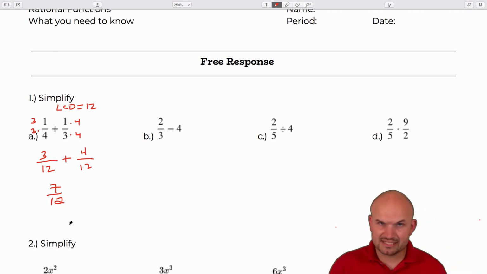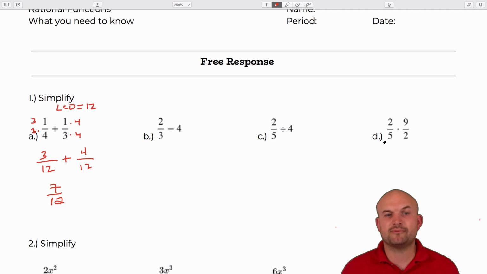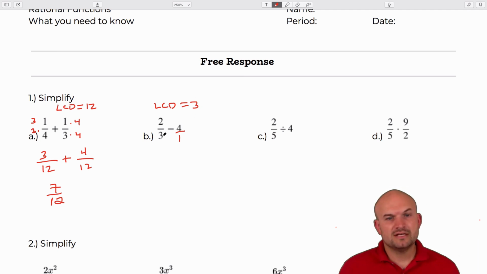Now the next one sometimes gets a lot of people tripped up because we see fractions and then we have an integer. So just remember when you're applying fraction operations, we can always write an integer as a fraction by just putting it over 1. So now we have 2/3 minus 4 over 1. We could say our LCD in this case is the product, but it's also just going to be 3 because 3 and 1 both divide into 3. So I don't need to do anything to this left side. However, I do need to work on something here on the right side.